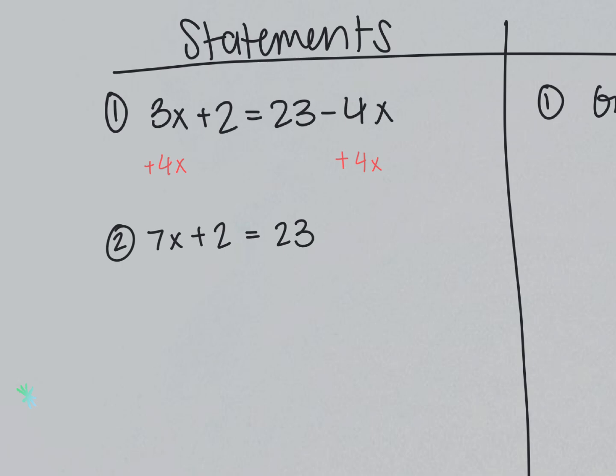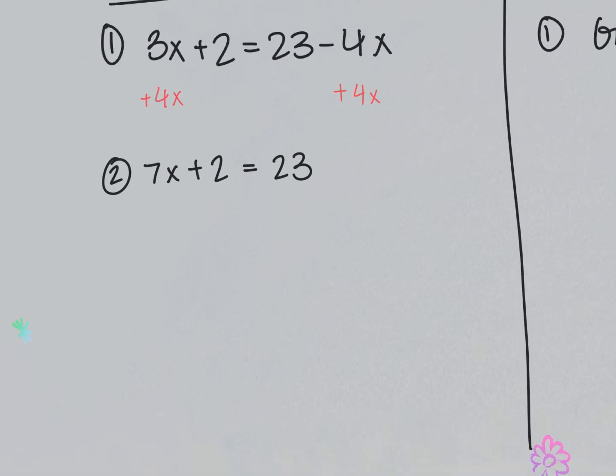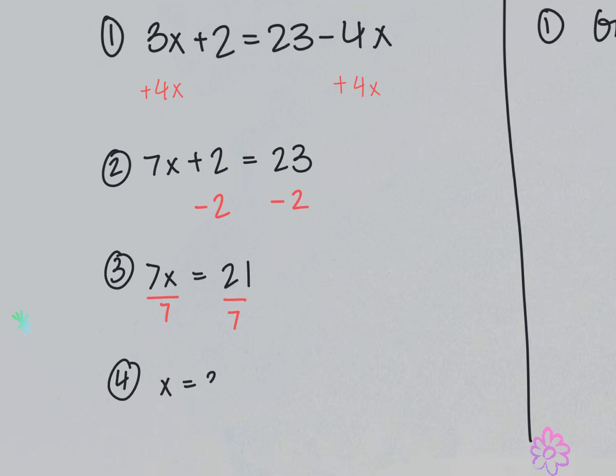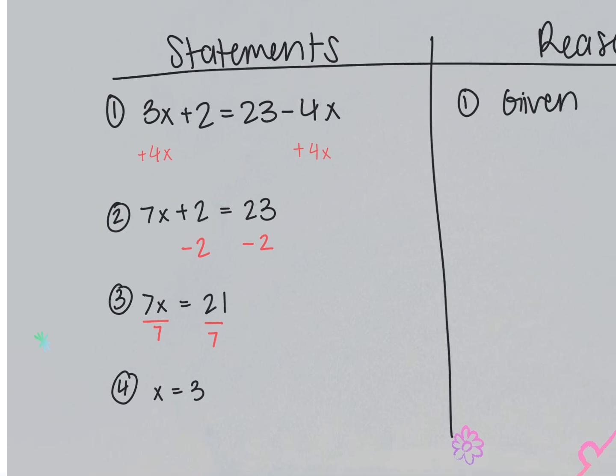Anybody else? What should I do next? Yeah, Brandon? Good, subtract 2. So I'm going to have 7x equals 21, and what should I do last? Camilla? Divide by 7, and that gives me my last step, which is x equals 3. Okay, I did that.